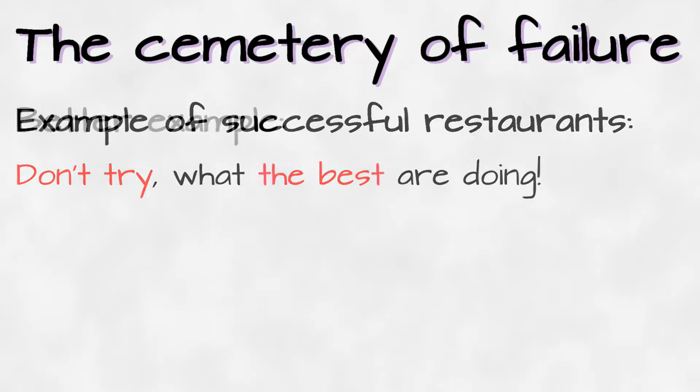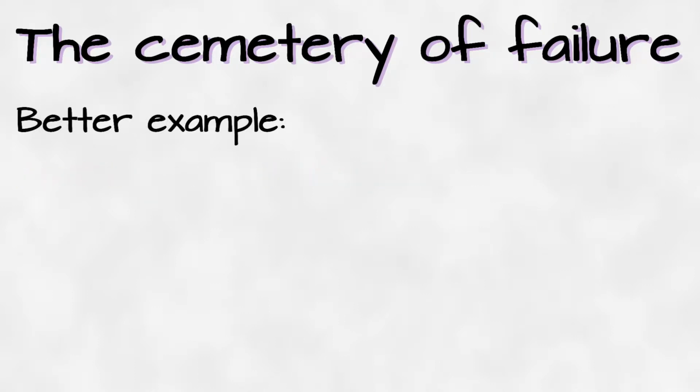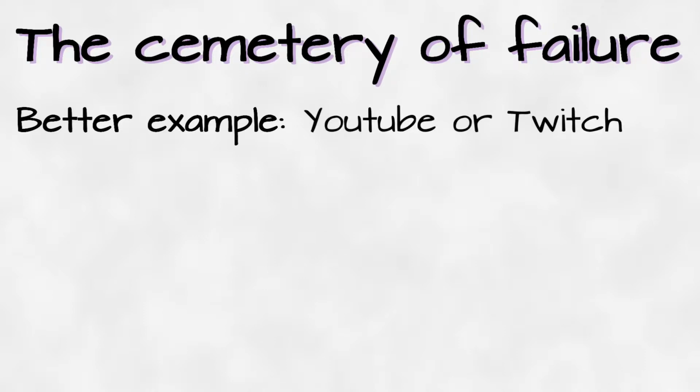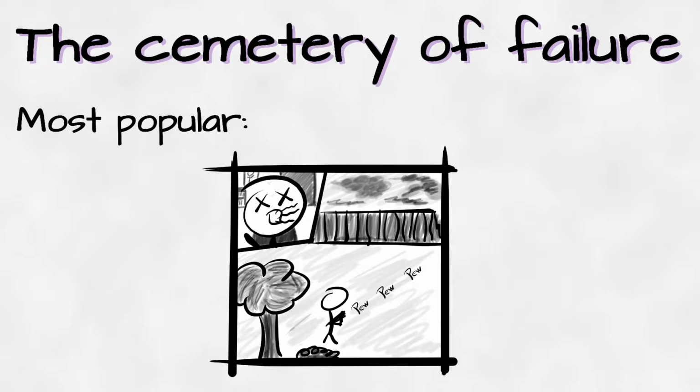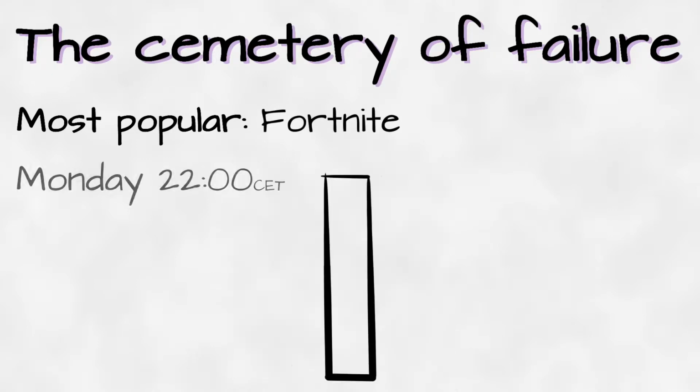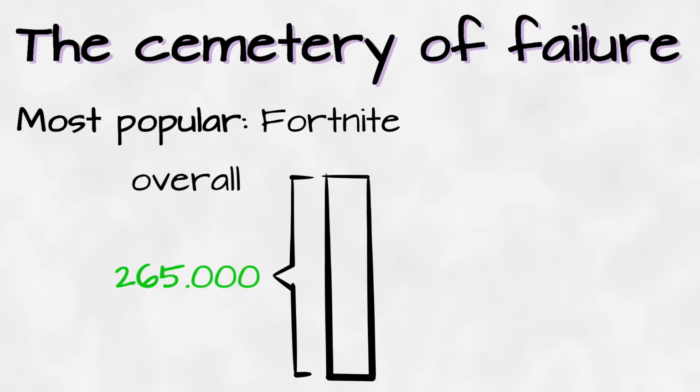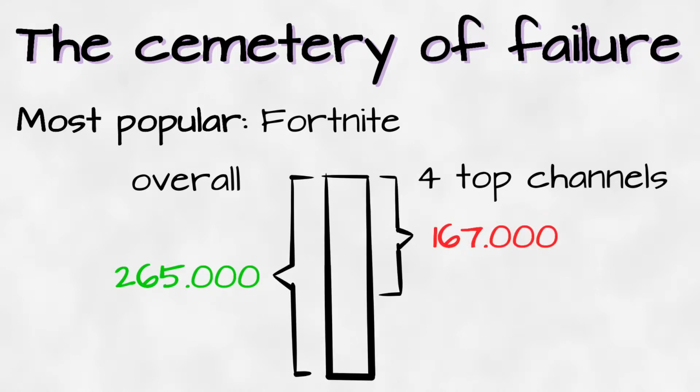Instead of talking about restaurants, let's choose an example that might be a little more popular nowadays. Being a YouTuber or a streamer on Twitch. For example, let's plays or streams of video games. While making this video, the most popular game at the moment on Twitch is Fortnite. On a Monday around 22:00 there are 265,000 viewers. And the top 4 most watched streams make together 167,000 viewers. That is over half of the entire audience. 4 streams! I checked throughout several weeks and it's always a similar picture.